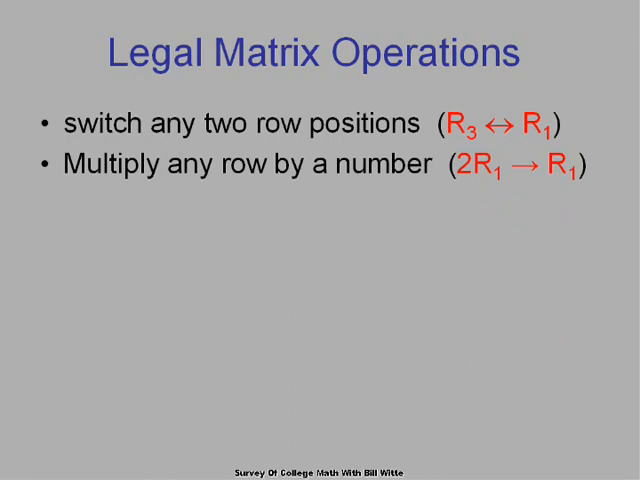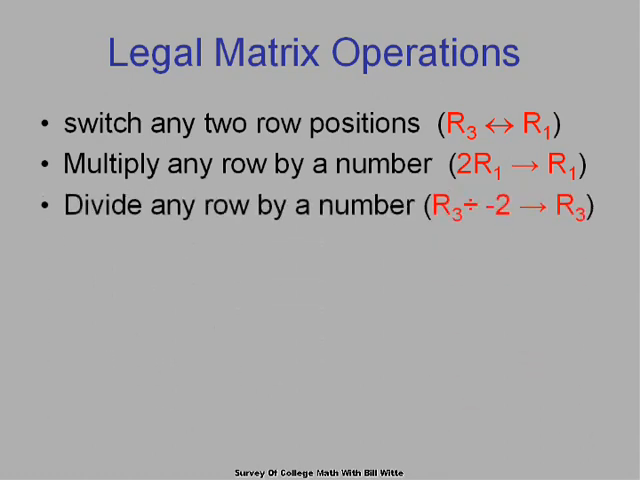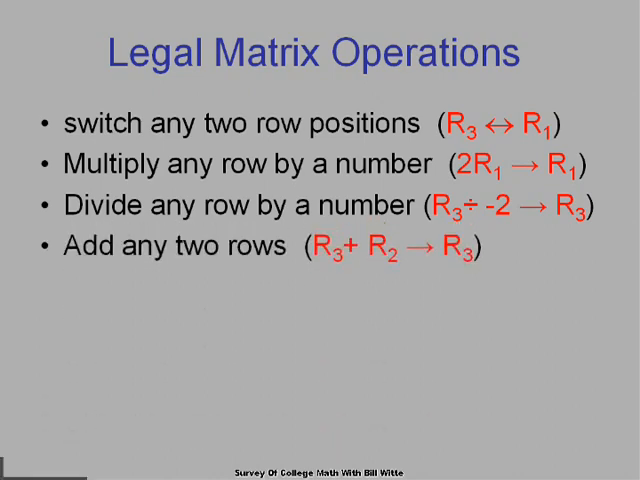Just like we can multiply both sides of any equation by a number, we can multiply any row by a number. Okay, now the notation here I have is that I'm going to replace row 1. I'm going to take row 1, multiply it by 2, and put that into row 1, okay? In other words, put twice row 1 into what is row 1. Of course, if I can multiply, I can also divide. I can divide any row by a number. And what I've got here is row 3, divide it by 2, and put that answer instead of row 3. I can add any two rows. This is saying row 3 plus row 2, put that in place of row 3, okay?